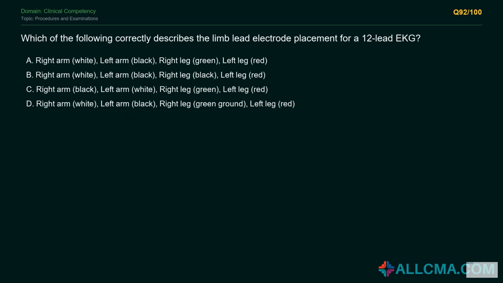Question 92. Which of the following correctly describes the limb lead electrode placement for a 12-lead EKG? Option A, right arm, white, left arm, black, right leg, green, left leg, red. Option B, right arm, white, left arm, black, right leg, black, left leg, red. Option C, right arm, black, left arm, white, right leg, green, left leg, red. Option D, right arm, white, left arm, black, right leg, green ground, left leg, red.